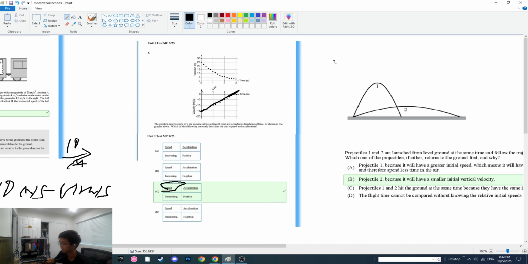And the mistake I made in this one was thinking that a positive acceleration would cause the speed to be increasing, and that's why I chose A as my answer.